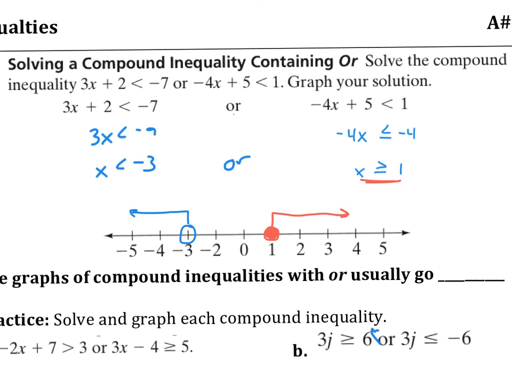So notice that when I check it, 0 should work for neither one of these. Because look, I didn't shade it in. So plug in 0 here to get 3 times 0, so 2 is less than negative 7. False. Put a 0 here. This drops out to be 0. 5 is less than 1. False. So these are all false situations. And anything over here and anything over here are true.